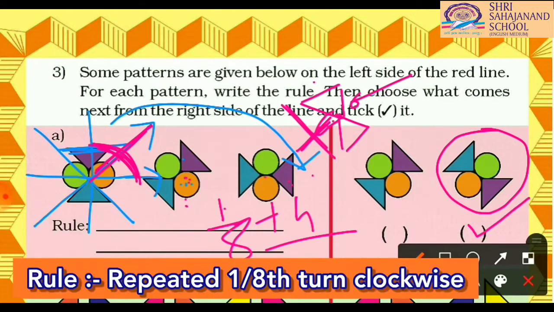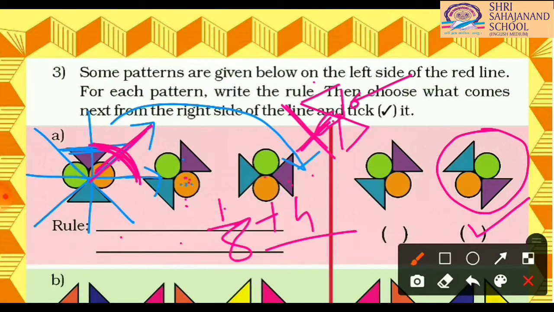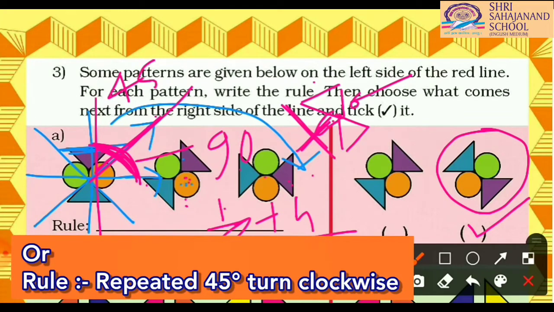Here we can write the rule. What is the rule? Turning 1/8 turn and repeating it. We can write that. Now if you want to answer in degrees, you can also give it. How? The pink portion that I have colored is its 90 degrees. 1/4 is 90 degrees, and 1/8 is just half, so it is 45 degrees. So we can write: turning 45 degrees clockwise each time.